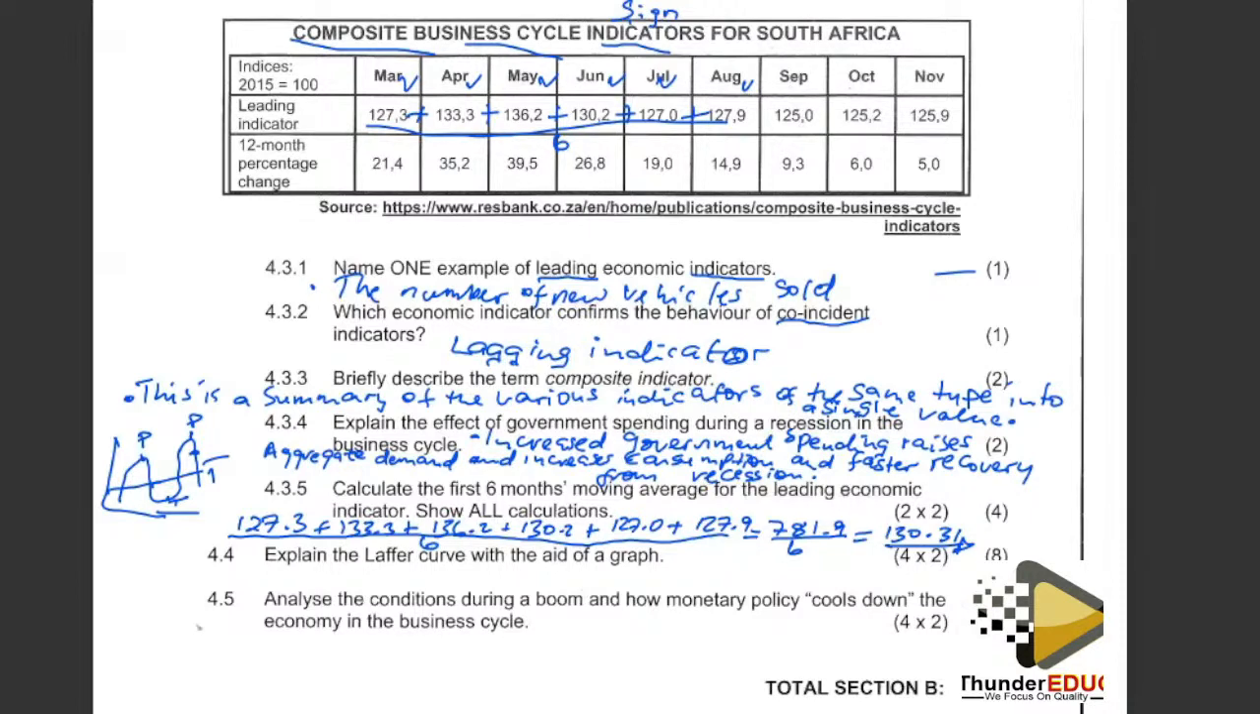So now when it comes to moving average, it is so simple when you are in the position to understand what the question needs. Just like this one, the question says, calculate the first 6 months moving average for the leading economic indicator. As I have shown you how best you can approach this question, always make sure that you follow suit even when you are dealing with different scenarios, but still dealing with the same concept. Okay, right, grade 12.